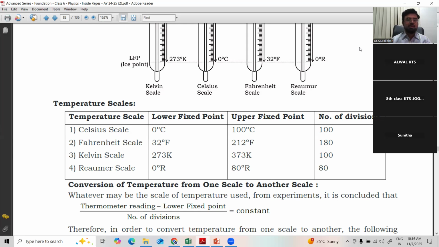So, temperature scales, four are there: Celsius scale, Fahrenheit scale, Kelvin scale, Reaumur scale. So, this is lower fixed point, upper fixed point. Number of divisions is nothing but upper fixed point minus lower fixed point. 100 minus 0, 100. 212 minus 32, 180. 373 minus 273, 100. 80 minus 0, 80.